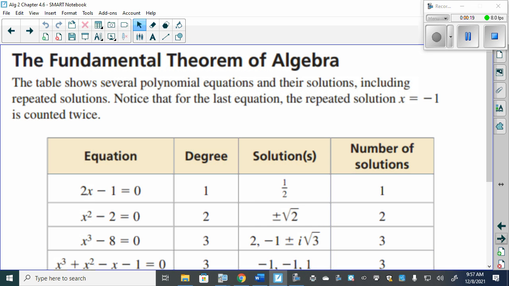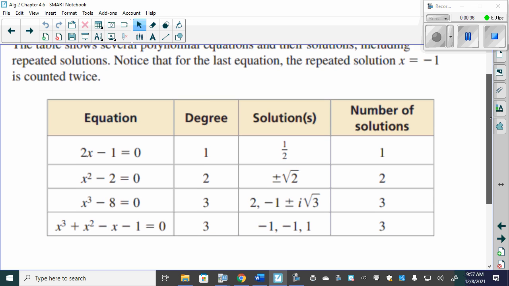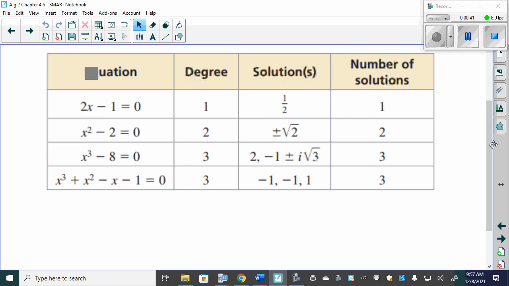The first thing we're looking at is the fundamental theorem of algebra. Now, we've been using this a little bit already. We just haven't specifically named it as such. The table shows polynomial equations and their solutions, including the repeated solutions. Notice for the last equation, the repeated solution is -1 and it's counted twice.